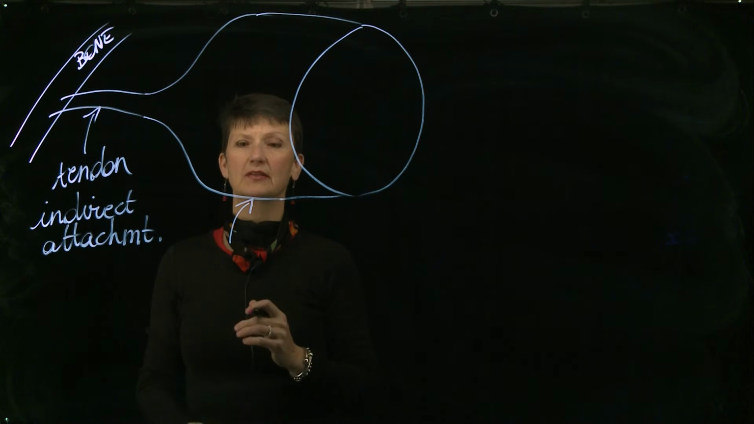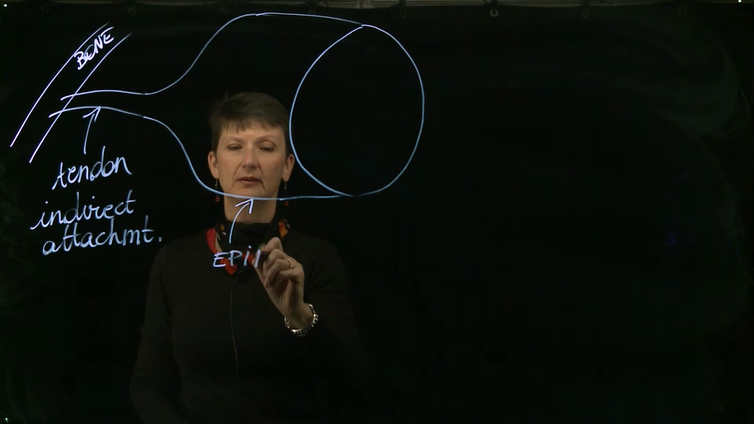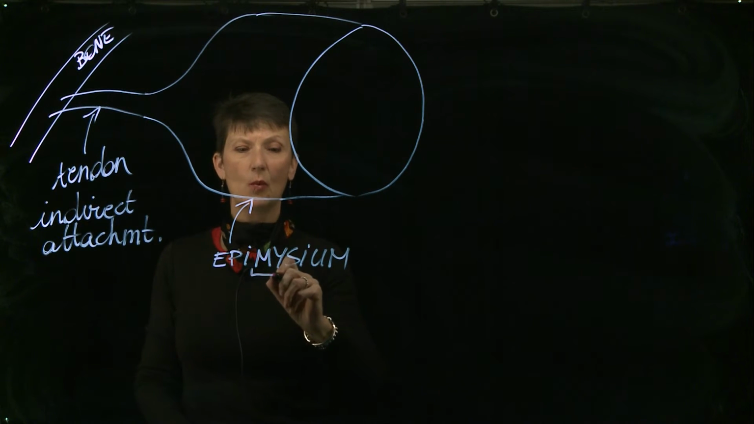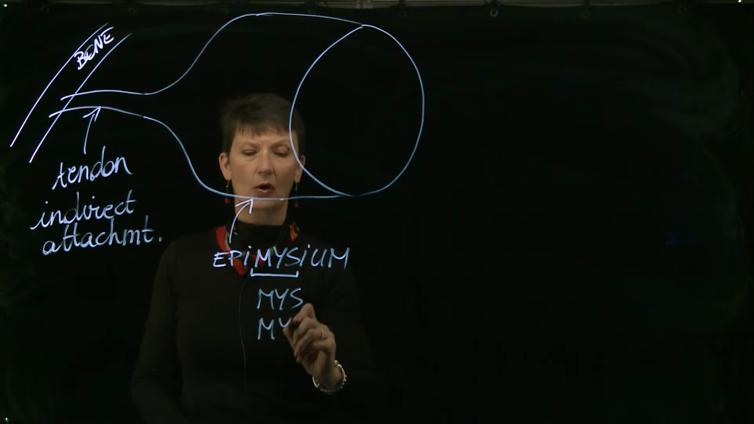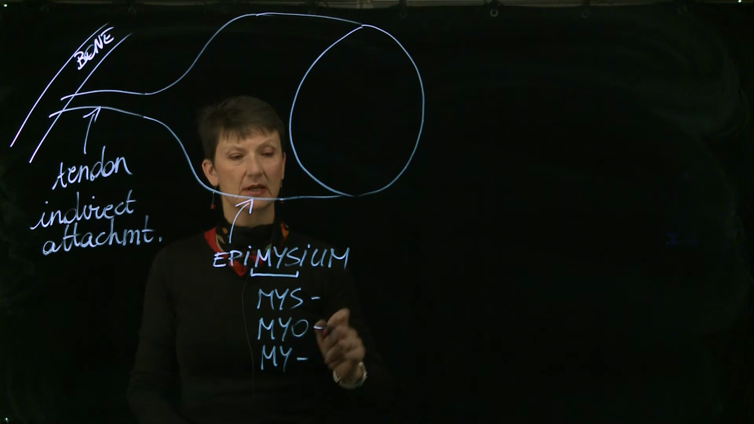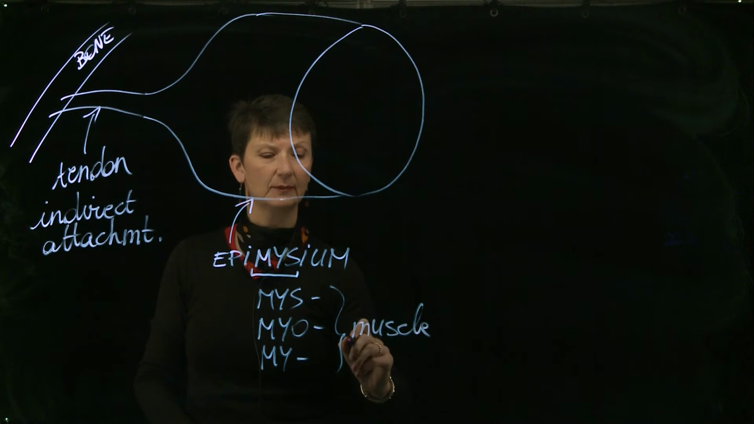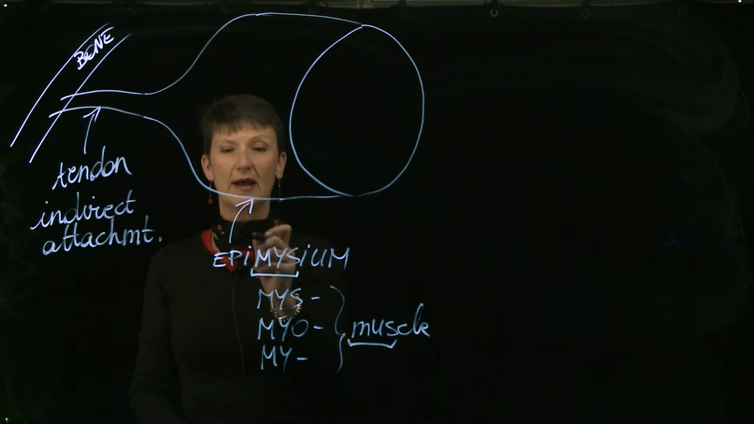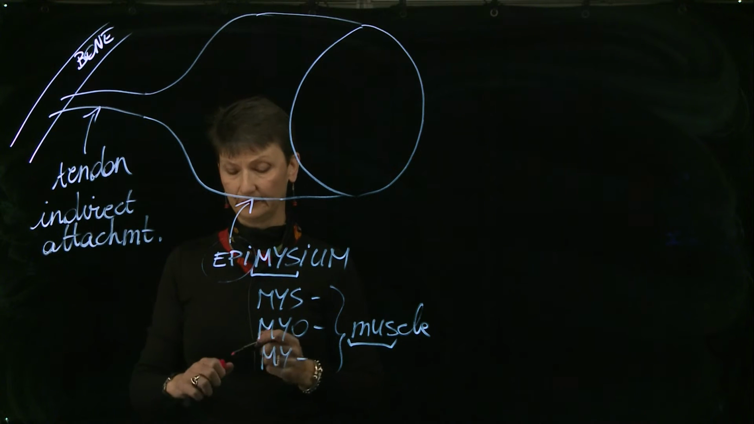Now we find that a whole muscle organ is surrounded by a connective tissue layer, or you could think of it almost as a membrane, and we call that the epimysium. Now, MYS or MYO or even MY, all of these abbreviations refer to muscle. You can even see a similarity between MUS in muscle. So epimysium means on top of the muscle organ.